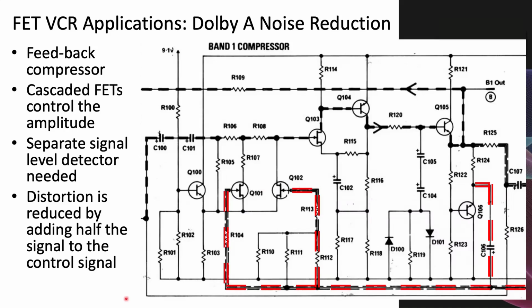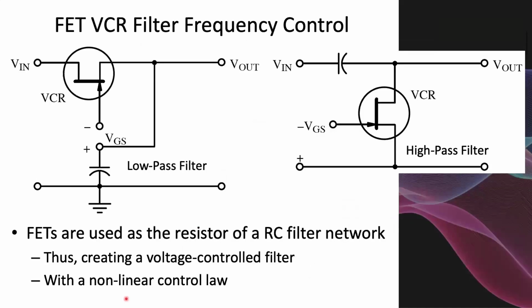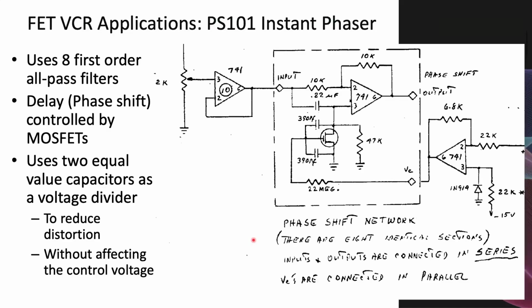We also use a voltage controlled resistor to control the frequency of a filter. We can use it as a low pass filter if we want to, which is a little bit tricky to actually instrument, or as a high pass filter, which is a little bit easier, but they can create a voltage controlled filter, again, with a nonlinear control law. And I've got a little application here, another famous bit of gear, the phaser circuit from Eventide, if I remember that correctly.